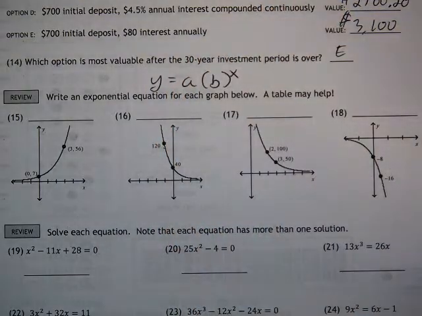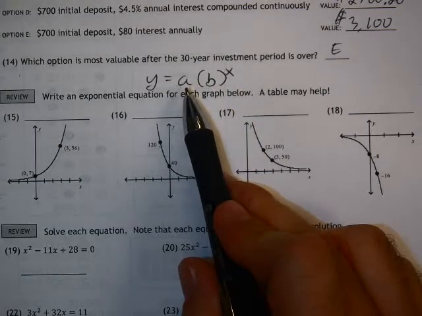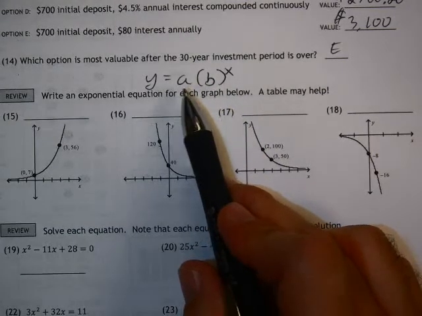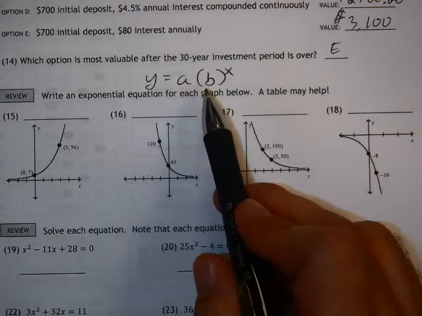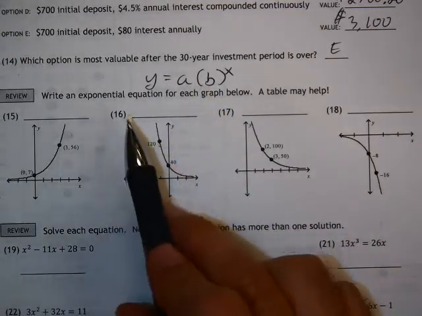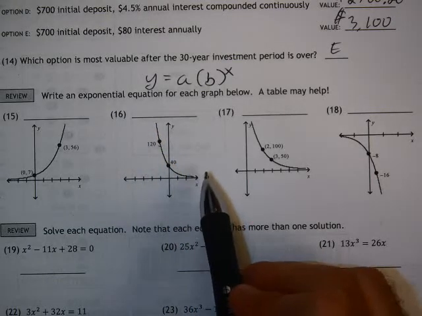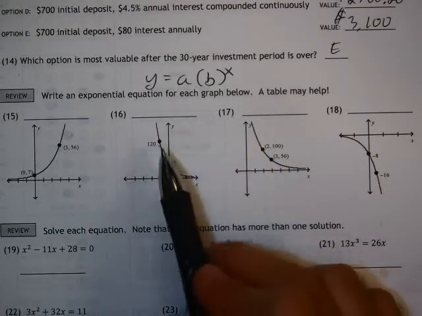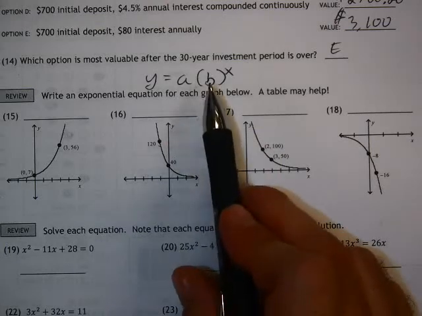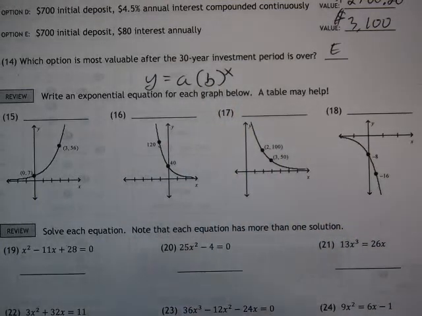in this form: y equals a times b to the x, where a is the initial value, or your zero term, your starting amount, and b is the multiplier, what you're multiplying by each time. So in this curve in number 16, first of all, we notice that it's a decreasing curve as it goes to the right, and both of these 16 and 17 are decreasing, which means our multiplier should be something less than 1, and typically we've shown that as a fraction.